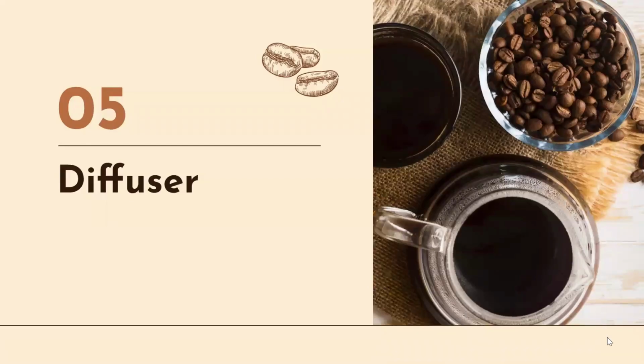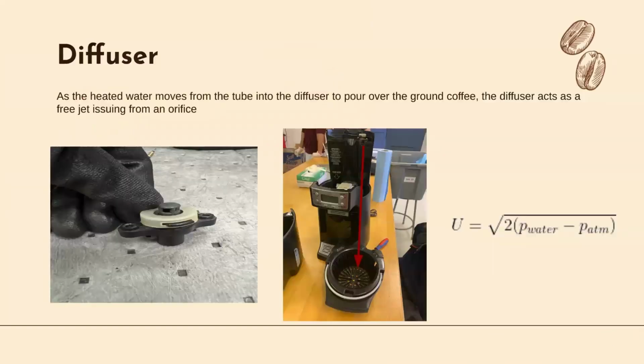Lastly, the heated water runs through the tube and goes through a diffuser. As the heated water moves from the tube into the diffuser to pour over the ground coffee, the diffuser acts kind of like a free jet issuing from an orifice. Here on the left, you can see the diffuser that the water dispenses out of, and by the Torricelli relation, the velocity is proportional to the pressure of the water. And because of the higher pressure due to the heated water, it will issue downwards and will go through the coffee diffuser.